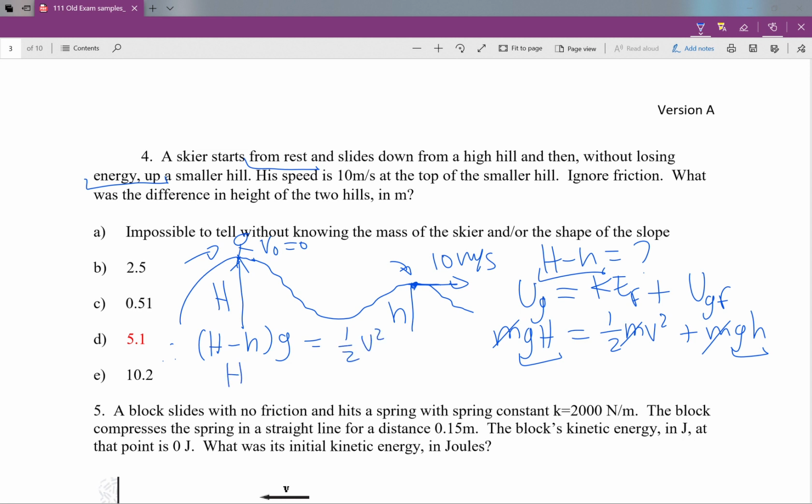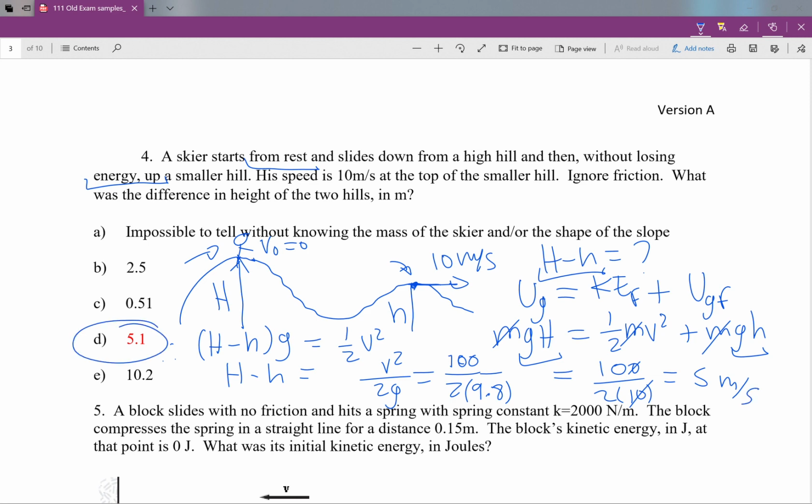So the difference in height is going to be v squared over 2 times g, which in this case is 10 squared, which is 100, divided by 2 times 9.8. If you think about it, 9.8 is pretty close to 10. Using that approximation, which is not recommendable, but for the purposes of this test you can approximate g as 10, you get 100 over 2 times 10. Look at that, the 10 cancels out, and you get 5 meters, which is pretty darn close to 5.1. So D is the answer.